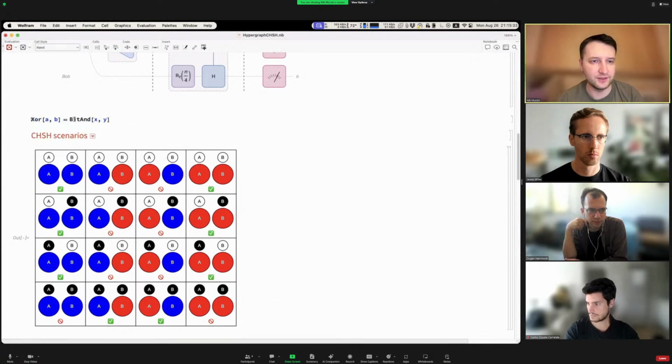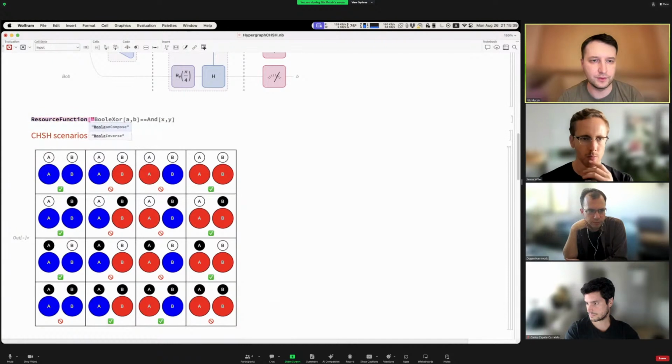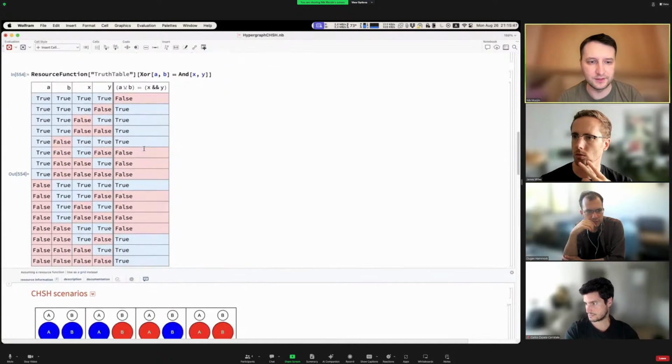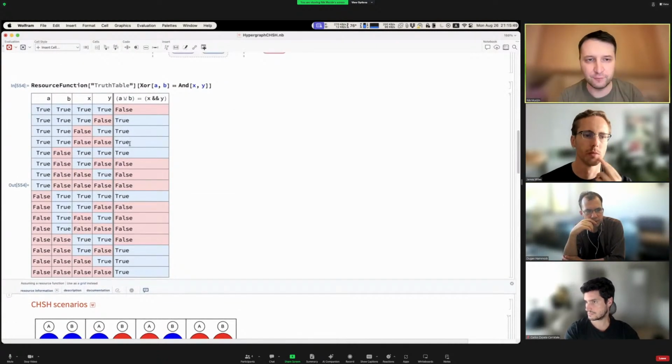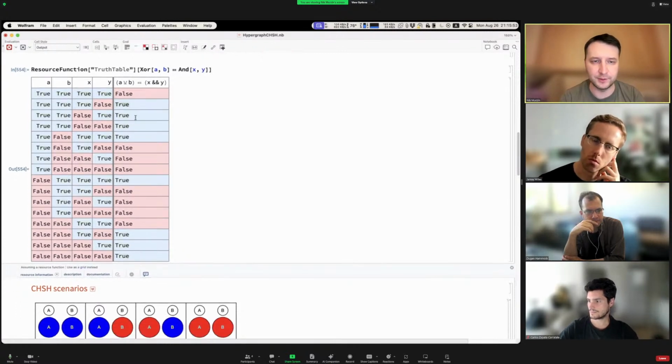Let me try. There's a source function that generates a Boolean table, or maybe it's called a truth table. Let's see what it does. Yeah, like this. Oh, nice, a partitioned 4x4 Boolean table like this, where true corresponds to a win condition and false corresponds to the lose condition.